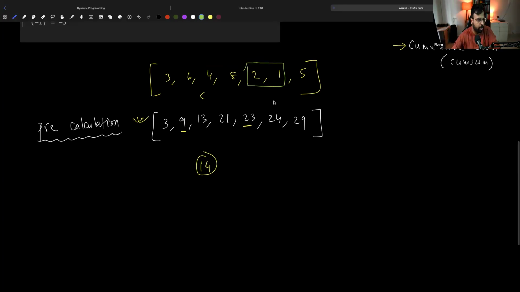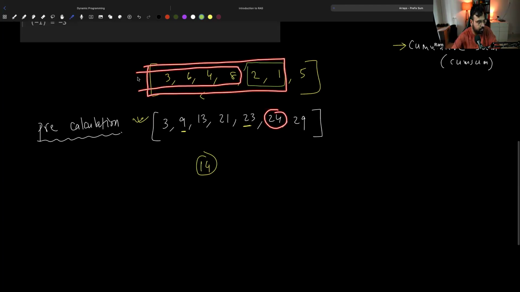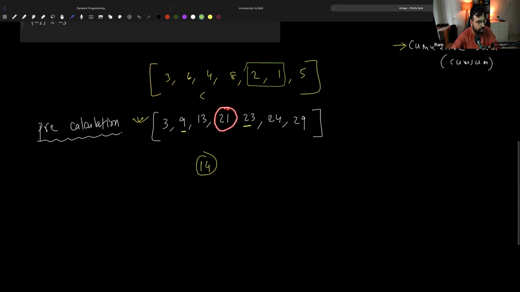Do I already know the sum up till here? This whole sum, do I know? Yes, it is 24. And do I know this part? Yes, it is 1, 2, 3, 4. It is 21. So if I do 24 minus 21, what will I get? I will get 3. This sum is also 3.